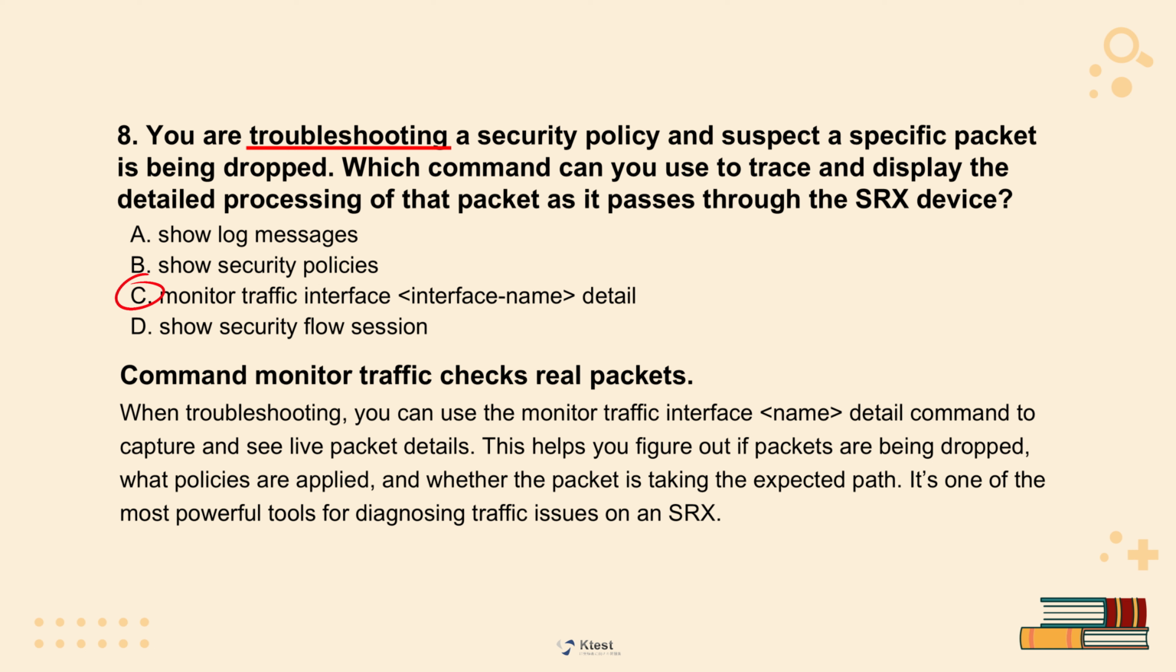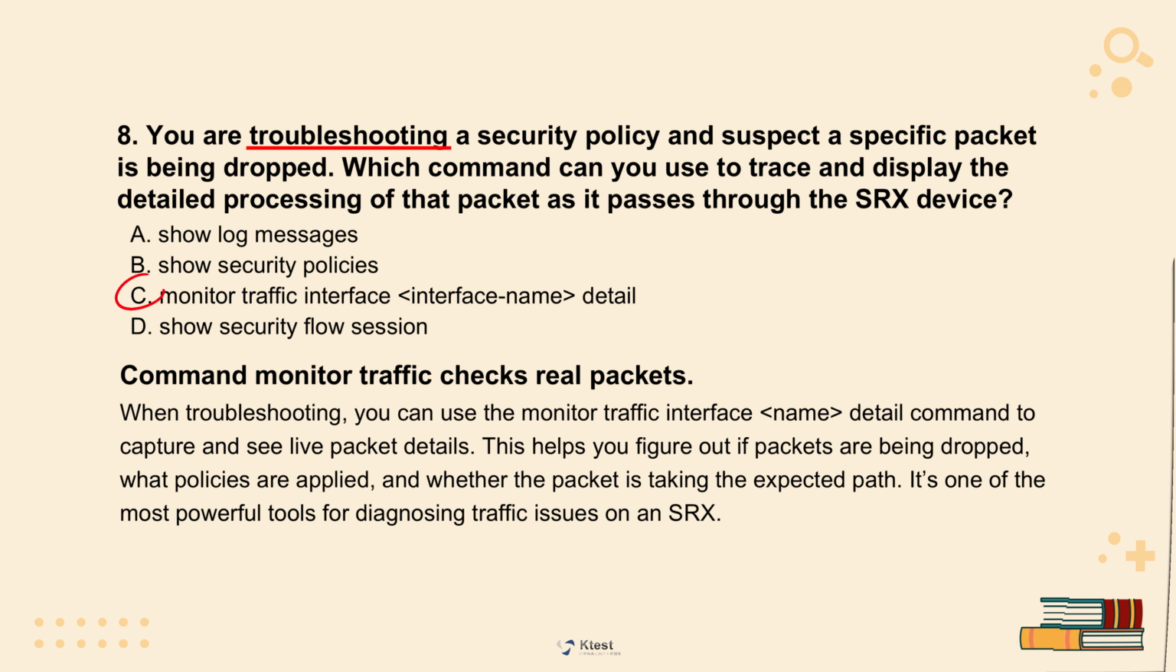It's like putting a probe right on the wire, but with added context from the device. You can see the packet headers, see how the SRX is processing it, and crucially, see if it gets dropped and often why: maybe a policy denied it, maybe a screen blocked it, maybe routing failed. It's indispensable for debugging those tricky drop issues. I've spent many hours staring at that output. Sounds like a powerful diagnostic tool, almost like network forensics in real time.